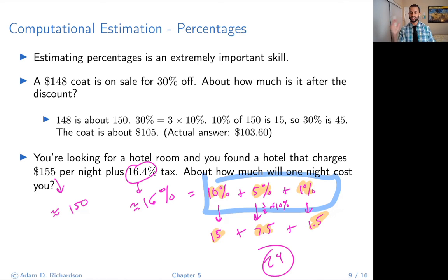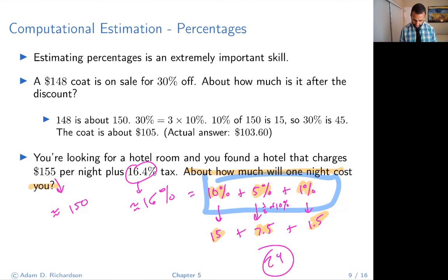So the question, this is where you got to stop. I was just about to dust my hands off and say, answer is 24. But we got to remember what the question asks. We have to look back, and the question says, how much will a night at the hotel cost you? That's what we really want to know. How much money are we going to spend?